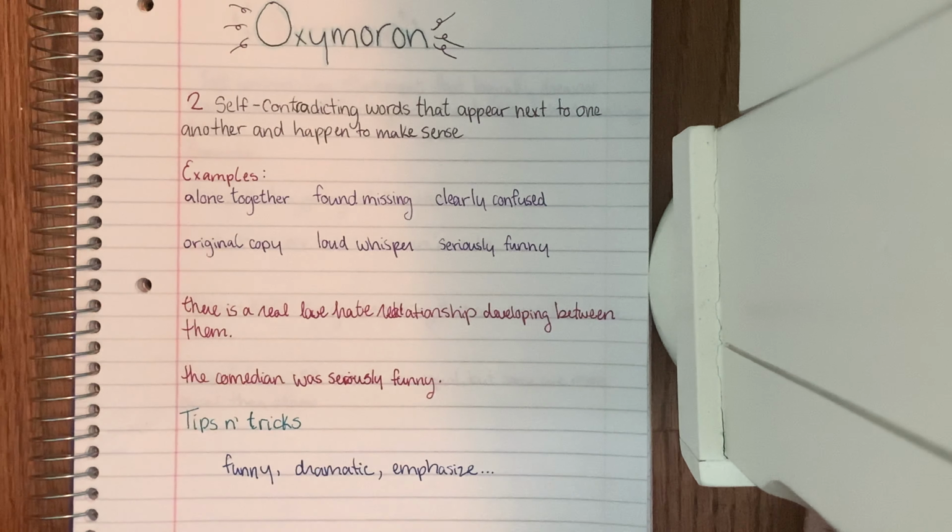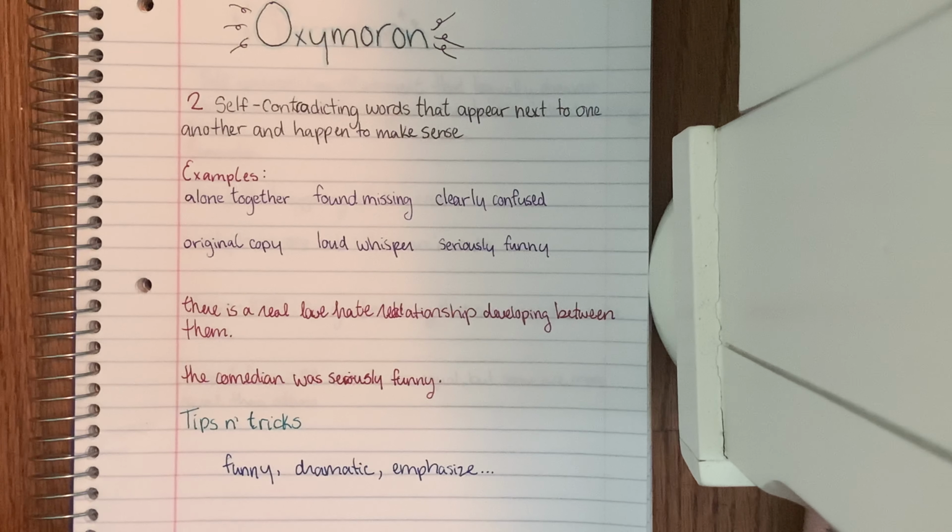Okay, so in this tutorial today, I'm going to show you how to use and the definitions of oxymoron and paradox and the difference between them. Let's get started. So first off, I'm going to start with oxymoron. An oxymoron is two self-contradicting words that appear next to one another and happen to make sense.